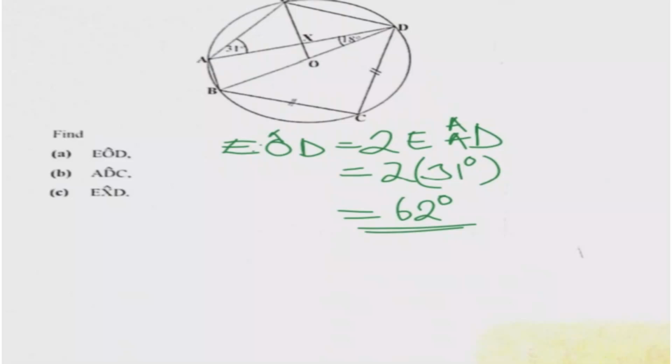Then we come to B, which is to find the angle ADC. So let's find which angle is angle ADC. Let's go on the diagram and identify that angle. So angle ADC: we start from A here, then D, then C.